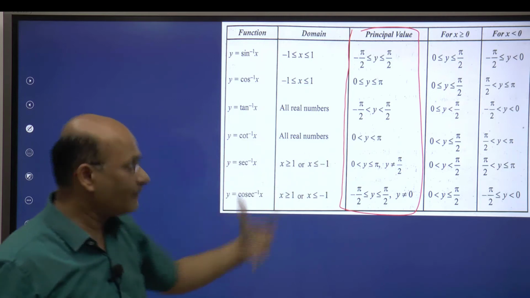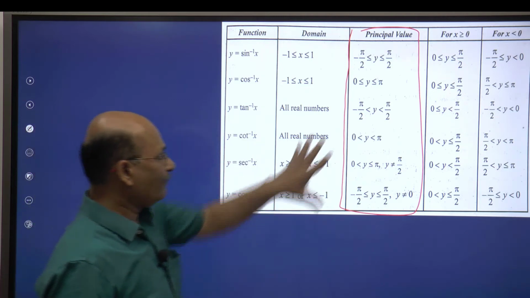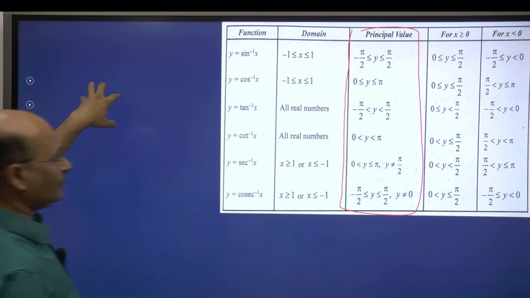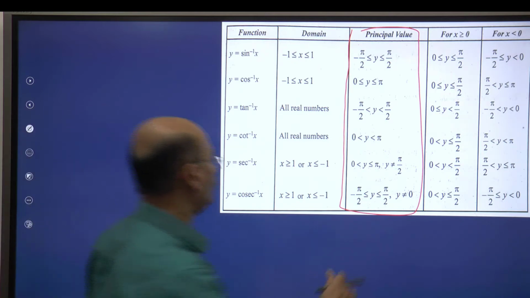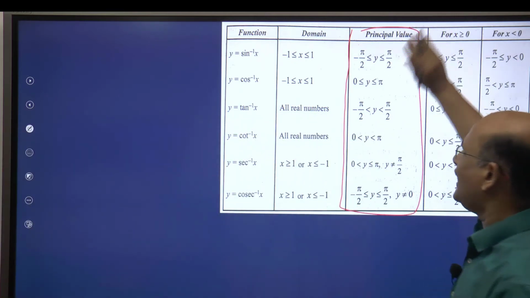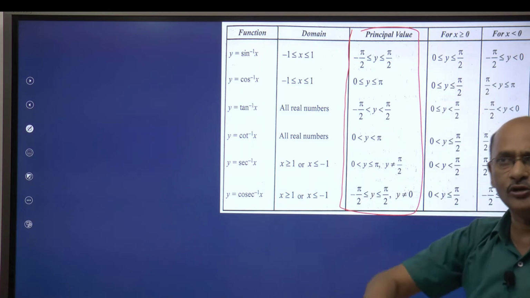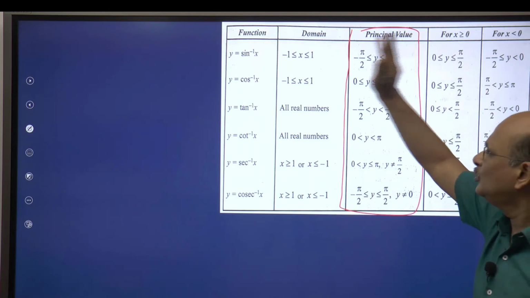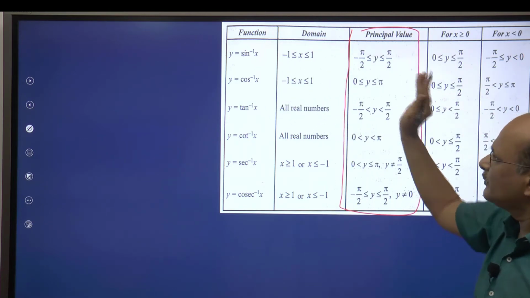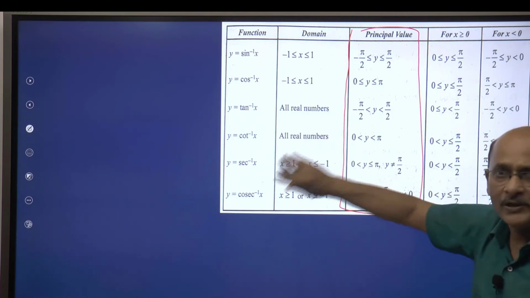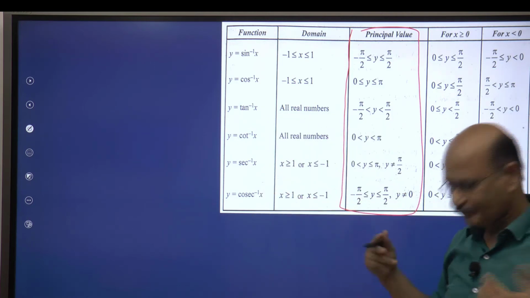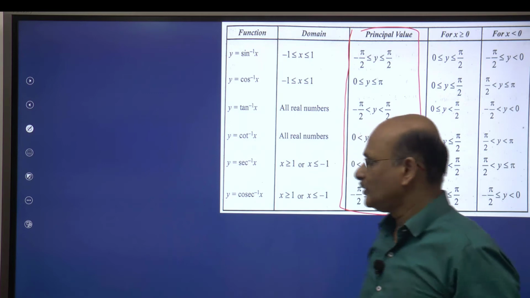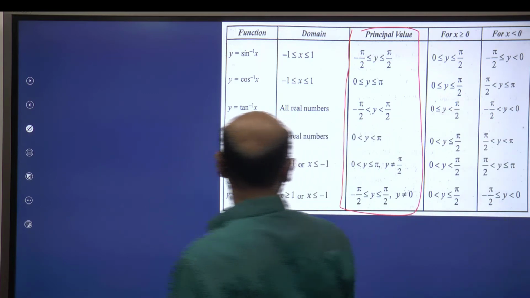Now something very important is coming up here. I want to summarize this part in front of you, so it becomes very easy for you. Instead of learning it by heart, you should by default know the principal value of sin inverse x, tan inverse x, cosec inverse x, and so on. I want you to make a note of three things.